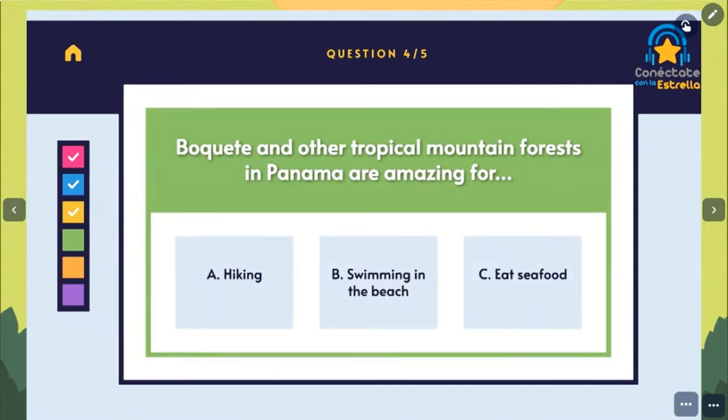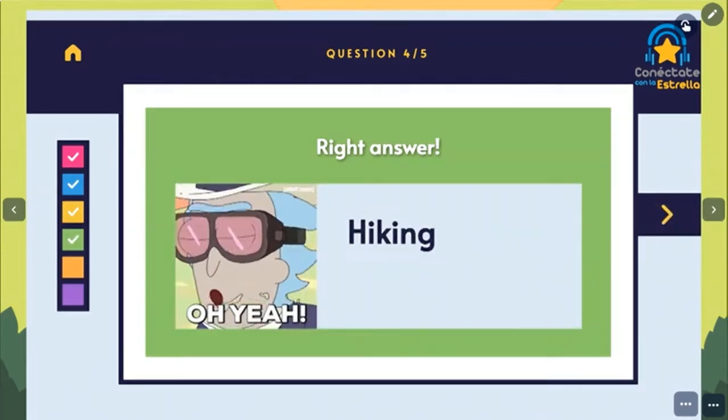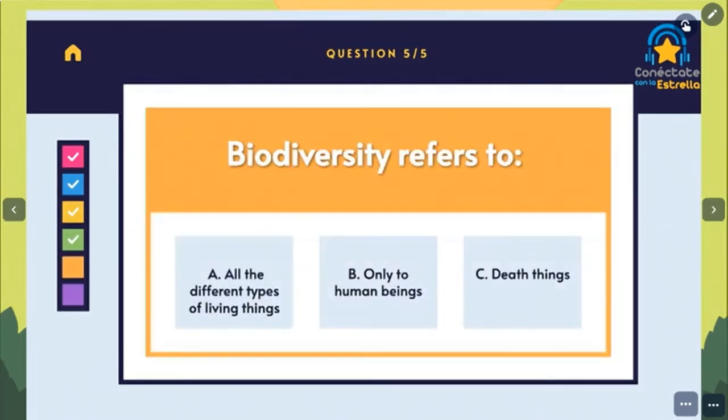Boquete and other tropical mountain forests in Panama are amazing for A, hiking, B, swimming in the beach, or C, eat seafood. A, hiking, that's correct. Let's see the next one.